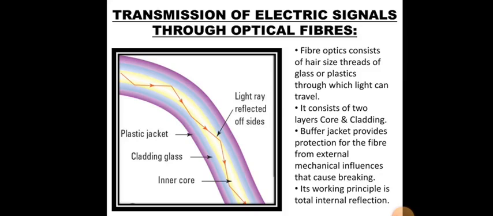If the angle of incidence with the cladding is less than the critical angle, some of the light will escape the optical fiber and is lost. And if the angle of incidence is greater than the critical angle, light is totally reflected into the optical fiber.